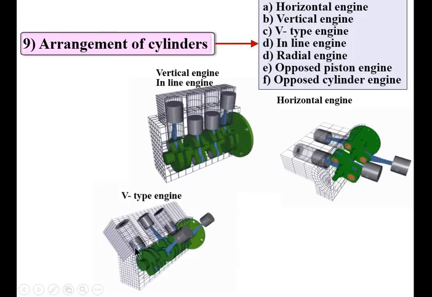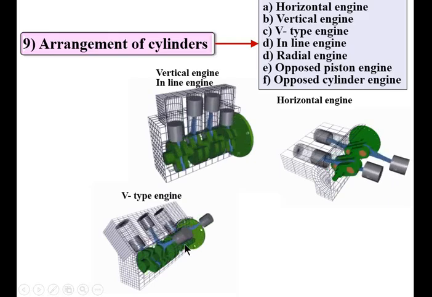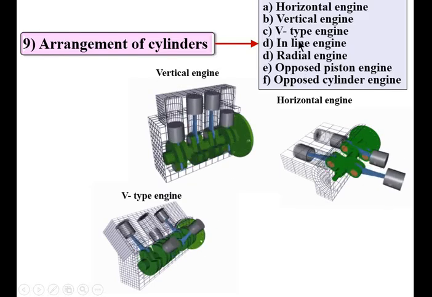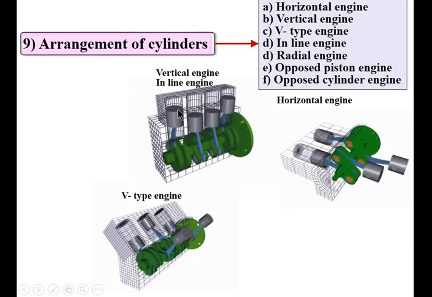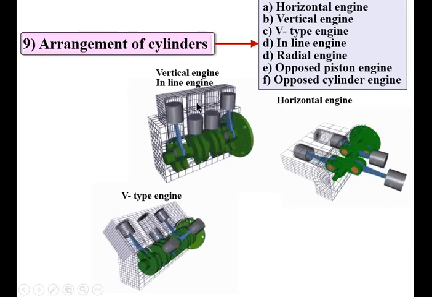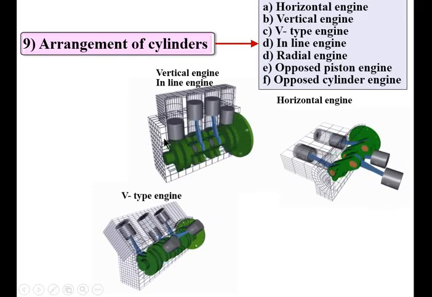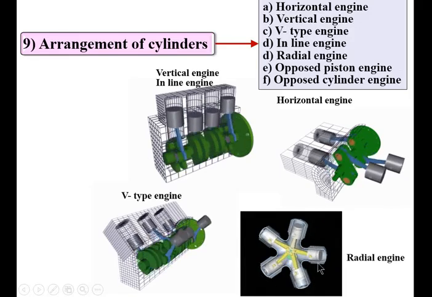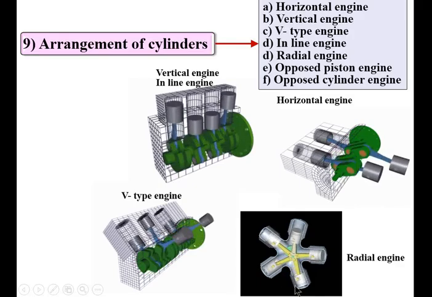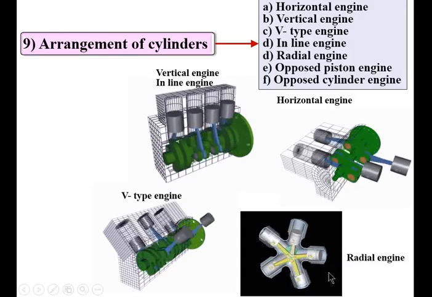Third, V-type. Here you can see the arrangement of the cylinders is in V shape, and so it is called the V-type engine. Next, inline engine. This is called the inline engine, where all the cylinders are in the same line. That's why it is called the inline engine. Radial engine. The cylinders are in the radial direction. That's why it is called the radial engine.